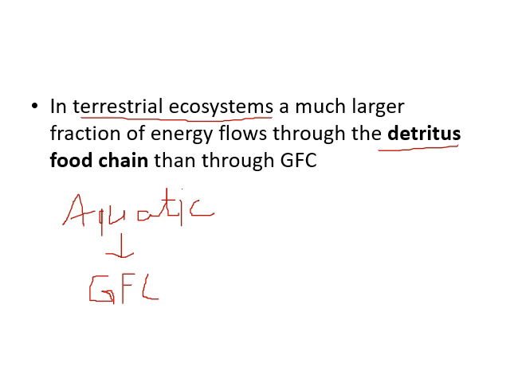Aquatic ecosystem has GFC and DFC both. Similarly, terrestrial ecosystem has both GFC and DFC. But in aquatic ecosystem, GFC is more involved. The amount of dead decaying organic plant material is less in aquatic ecosystem because plants are less in aquatic ecosystem. There are some free floating, some submerged plants. So the amount of organic plant material is less, and more of the energy flows through GFC. And in case of terrestrial ecosystem, a much larger fraction of energy flows through the detritus food chain as compared to GFC.